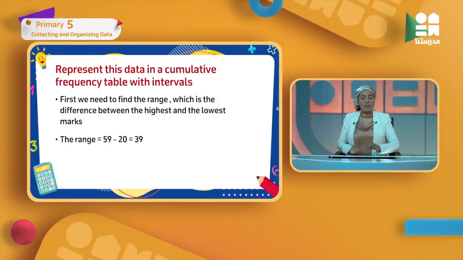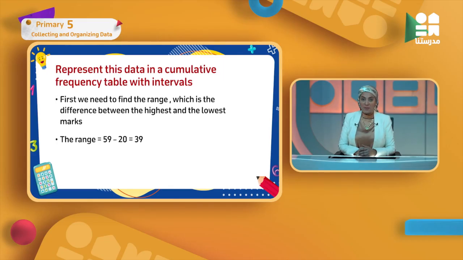So I will go to the question itself. The range is 59 minus 20, which is 39. So I have a difference of 39, or almost 40, because now I want to know the interval I will go with. Why do I find the range? I find the range to know the interval I will use.